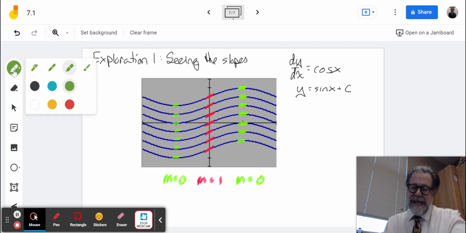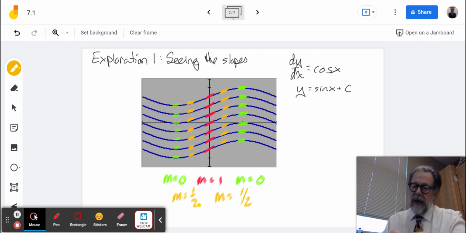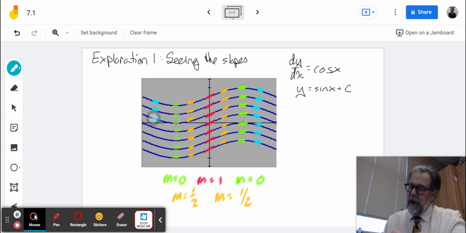So what happens in between? Well, if we want to get into some sort of detail, we know that somewhere in here we'll have a slope of 1/2, something between 1 and 0. And over here we'll have a slope of 1/2 again, somewhere between negative pi over 2 and 0 in the x direction. And let's do one more. Over here somewhere, we're going to have a slope of negative 1/2. And over here, we're going to have that same slope of negative 1/2.